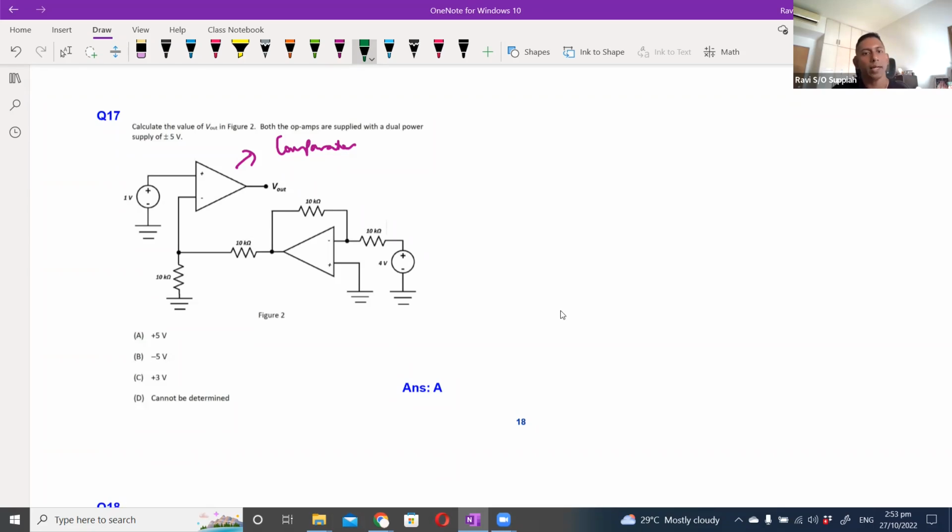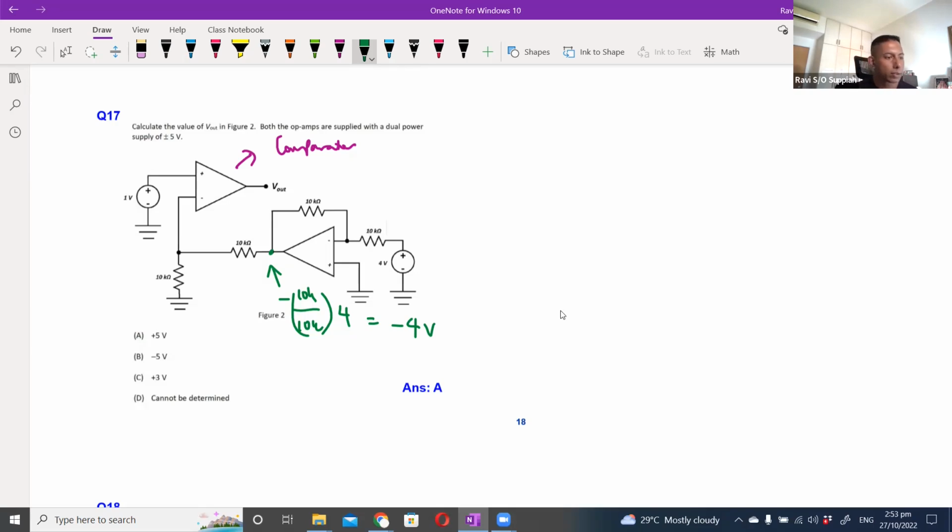Now, if you look at the second op amp, you will see that this is actually an inverting configuration. So this is actually negative RF over RI, which is 10K over 10K multiplied by the input 4. So this will be negative 4 volt. It is an inverting amplifier, so the voltage at the output of this op-amp will be negative 4 volt.